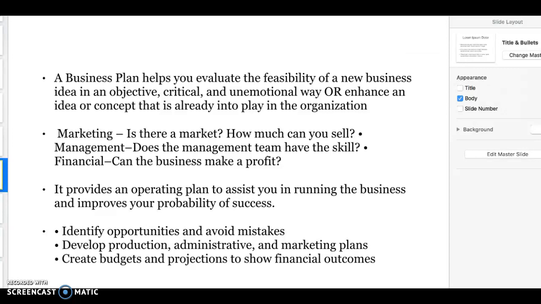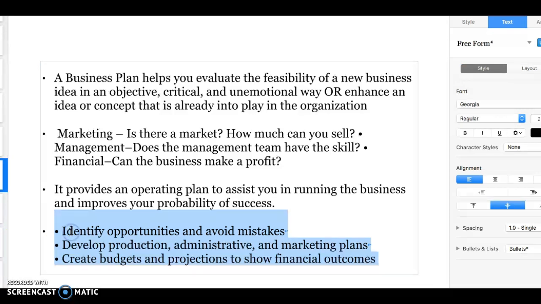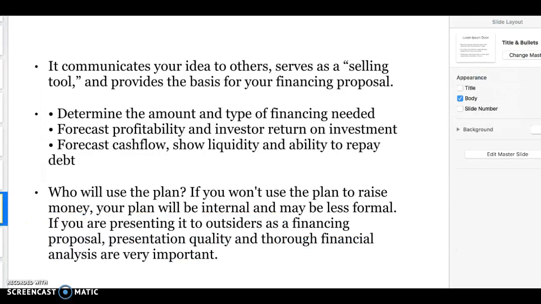I like it too because, and I'm going to highlight this here, it helps very much identify opportunities and avoid mistakes. It helps you develop production, administrative, and marketing plans. It helps you create budgets and projections to show financial outcomes. And those are all really important. Also, this is such a great communication tool. It's such a great written communication tool.